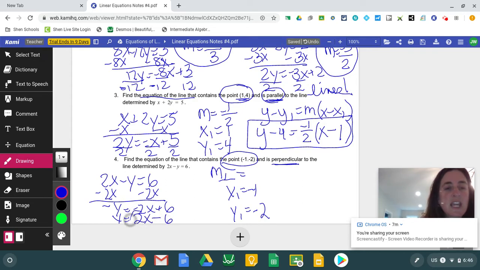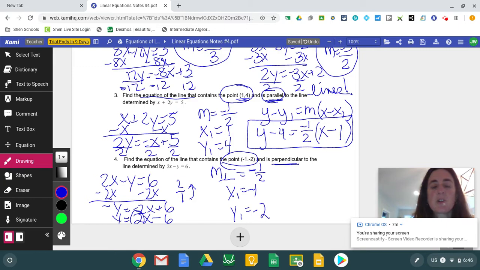Now, take the m that's here, change its sign so it's now negative, and flip that fraction. Now, if it's 2 over 1 as it is, to make it a reciprocal, it's now negative 1 over 2. So my new slope is negative 1/2.